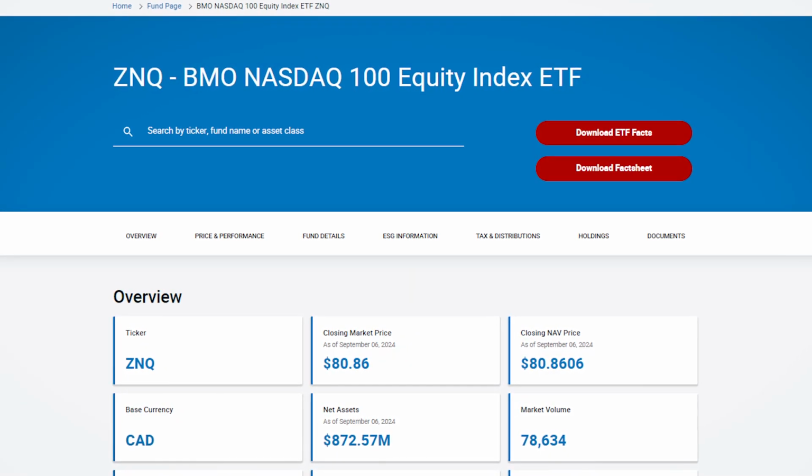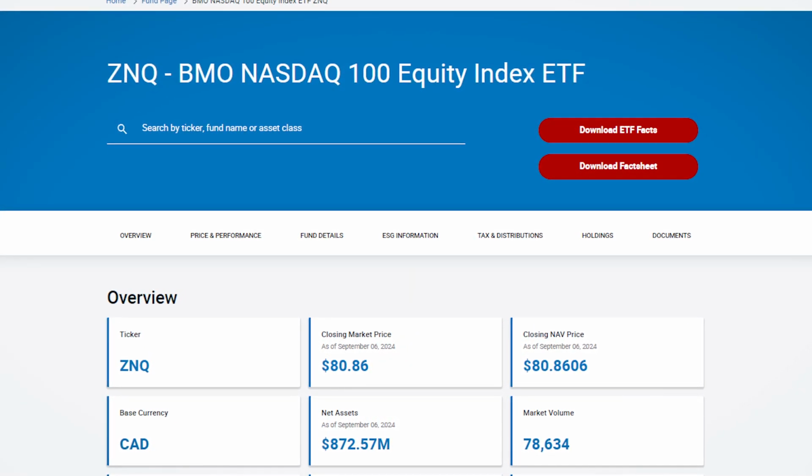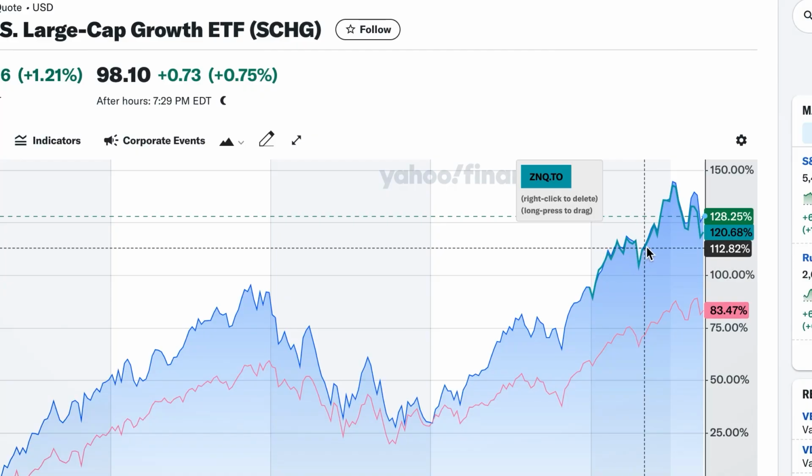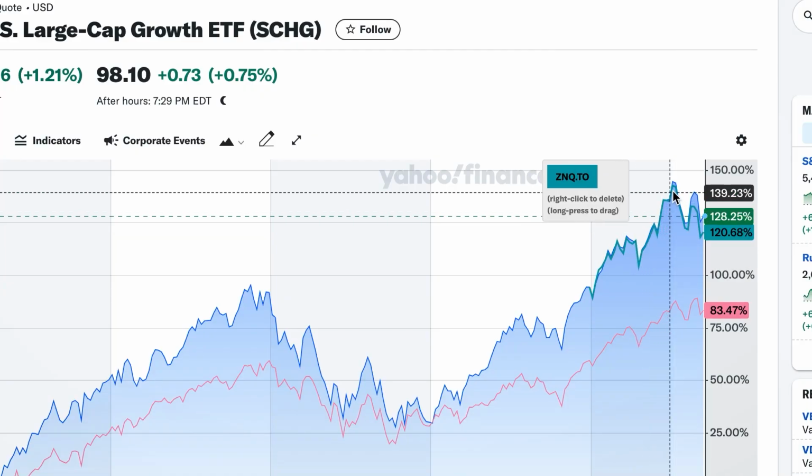But for Canadian investors, it would be better to have a similar performing ETF consisting of pretty similar companies, but listed in Canadian dollars. And such an ETF exists. It is ZNQ from BMO. If we check the graph, it goes really close to Schwab. So I'm gonna choose this one.